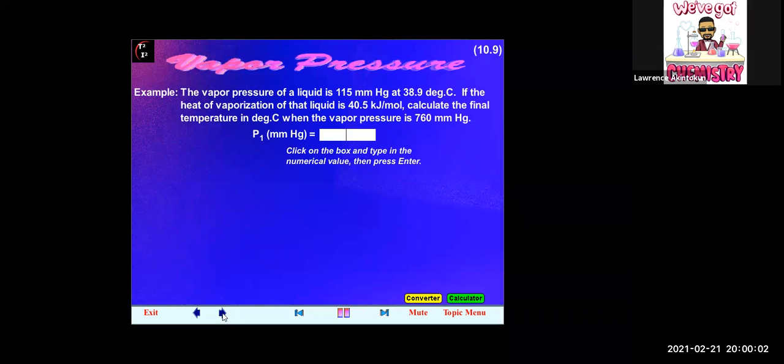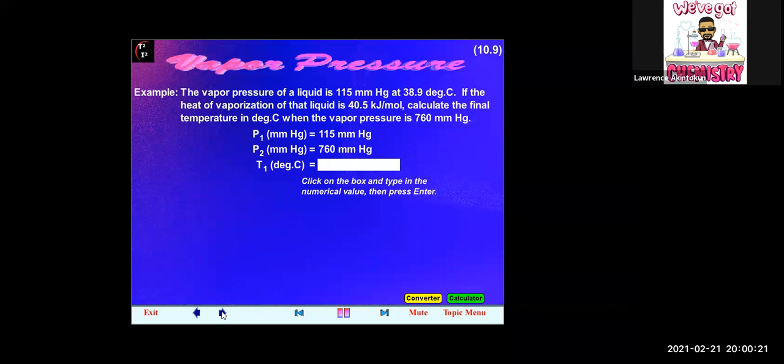So make sure you pause the video to figure out what is the P1 before you click continue. The P1 is 115 millimeters of mercury. That is the first pressure given. What is your P2? Your P2 is 760 millimeters of mercury. That is the second pressure.